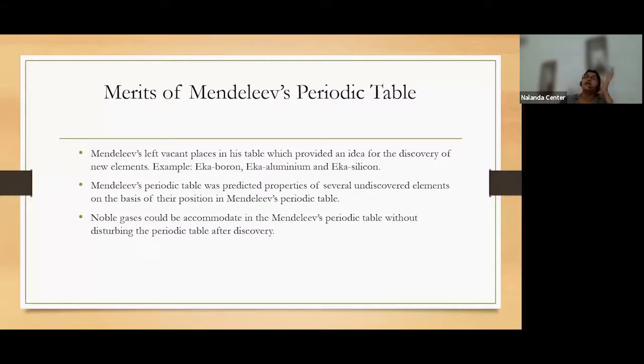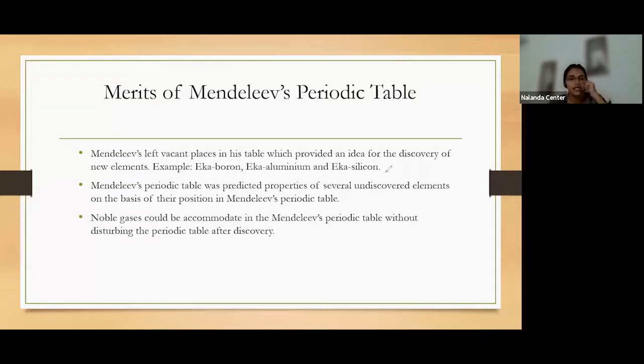When noble gases came in late, people thought that Mendeleev's periodic table would be disturbed. But nothing of that sort happened. Without disturbing even a single position, Mendeleev's periodic table was able to accommodate all the noble gases very beautifully into the table. No rearrangement needed to be made to accommodate the noble gases. So these are the very important merits.